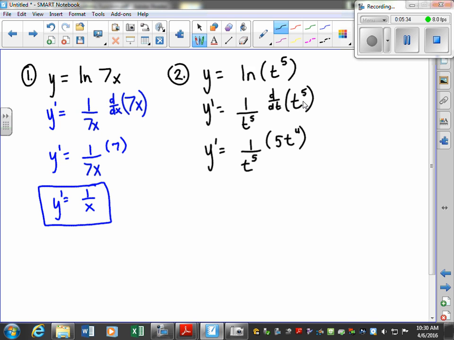And so if we put those over each other and simplify, what will we get? We're just going to get 5 on top and what in the bottom? Just a t in the bottom. Good.